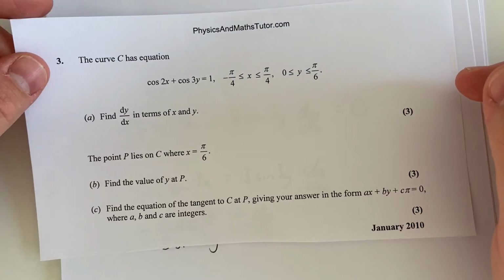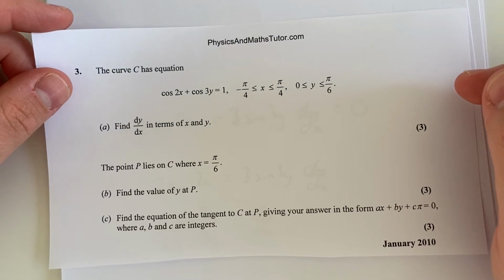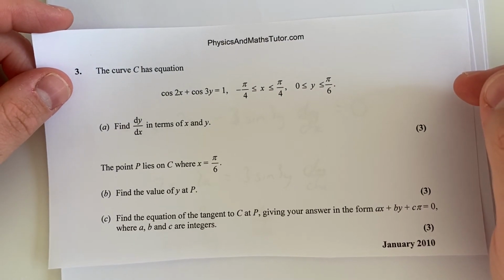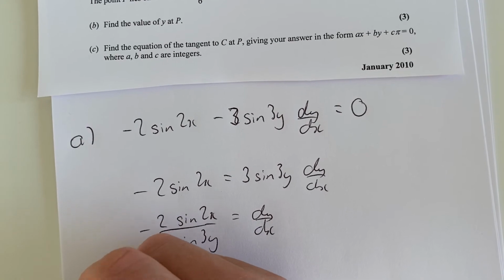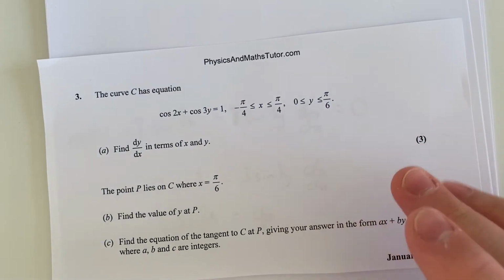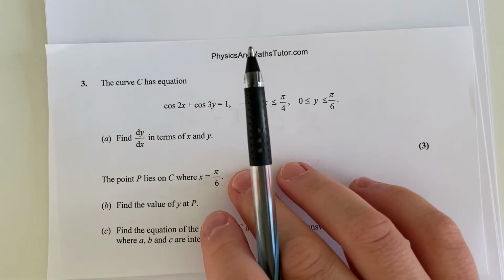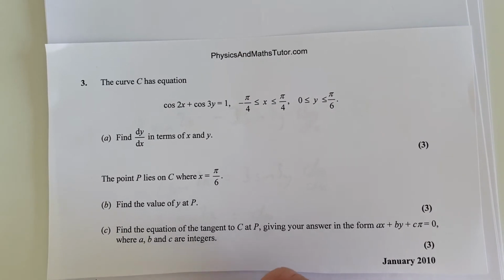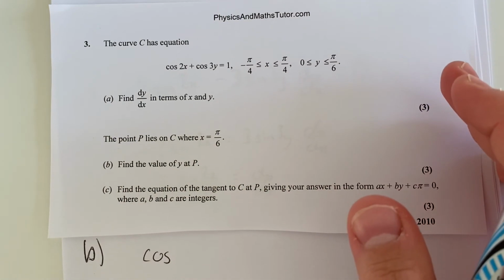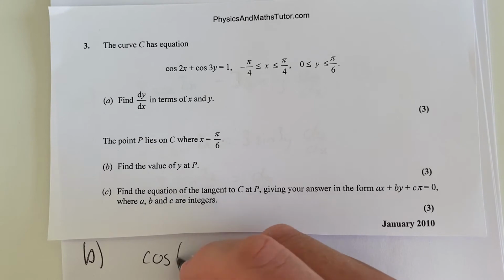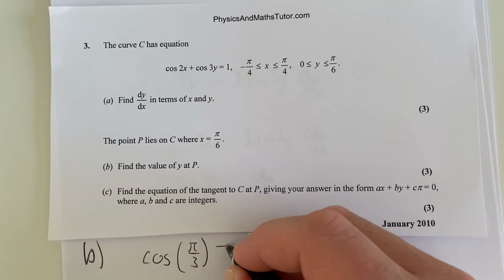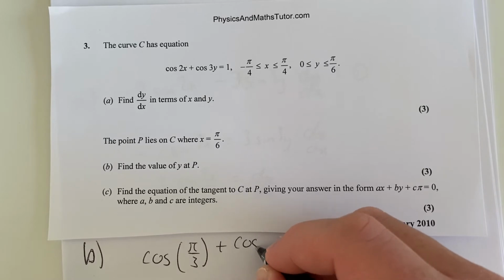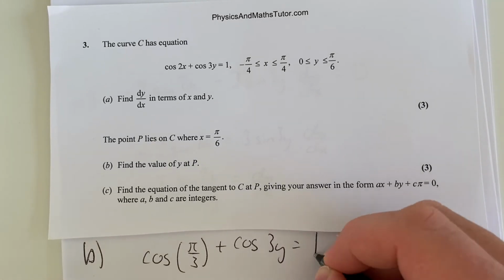The next part says that a point P lies on C where x is pi over 6. Find the value of y at this point. So if we want to find the value of y, the best thing to do would be to go back to our original equation and say, well, cos of 2 lots of x, so 2 lots of pi over 6 is pi over 3, plus cos of 3y equals 1.